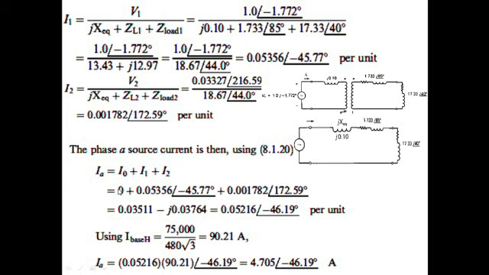Zero sequence component is 0, positive sequence component is 0.05326 here, plus the negative sequence component 0.00179282 here. So in per unit, this is the IA current, and if we multiply this per unit value by the I base, which we calculate as the power divided by the voltage, we get the actual value: 4.705 with some angle of -46.19 degrees.